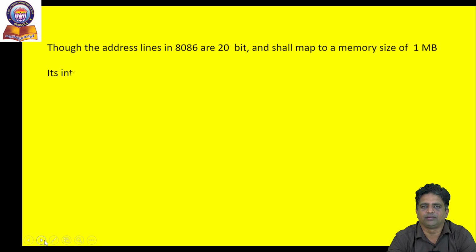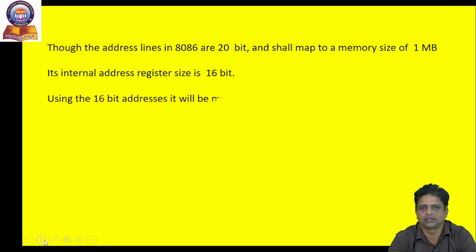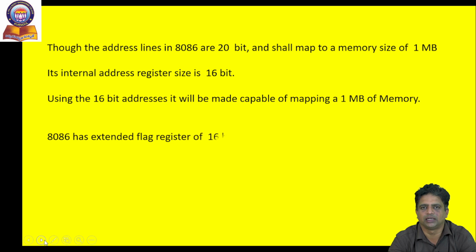It has a frequency of 5 megahertz to 10 megahertz. Then it works on a 5 volt supply. The available address lines for 8086 are 20-bit. Now we can see it can easily map using 20 lines, that is, 2 power 20 memory locations. It can map up to 1 MB of memory.